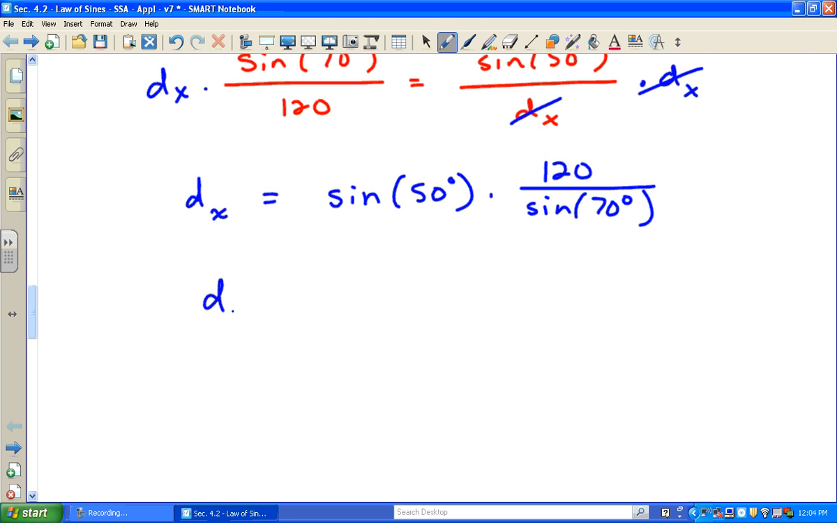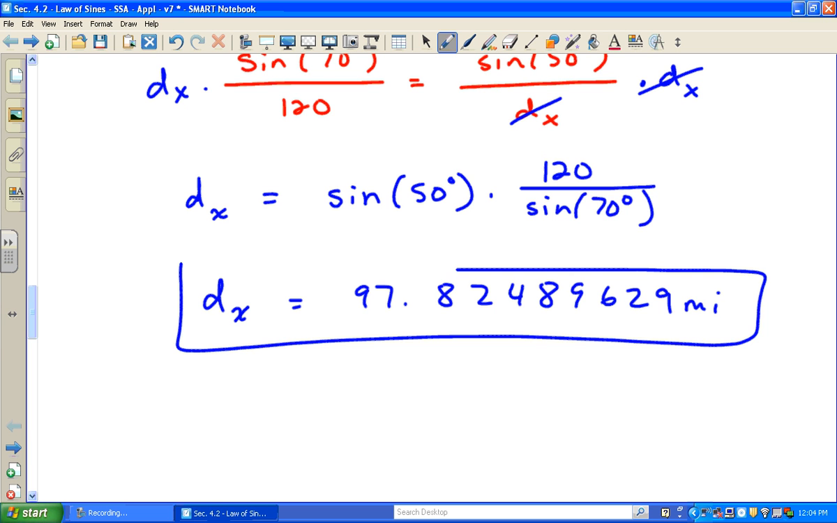So d sub x, type that in your calculator, make sure you're in degree mode, and we have 97.8248969 miles. And that was the distance to station X-ray. So that's answered the first part of my question, and that was how far is the ship from each station.